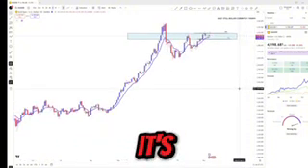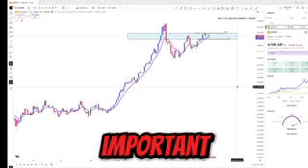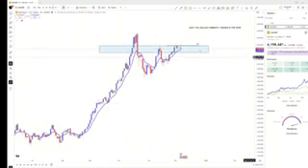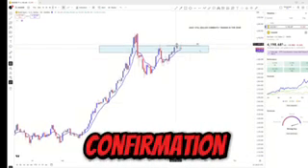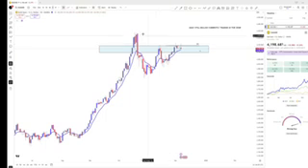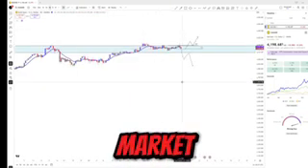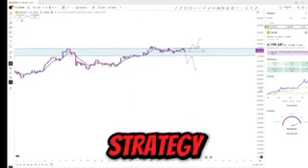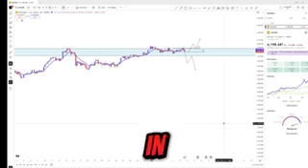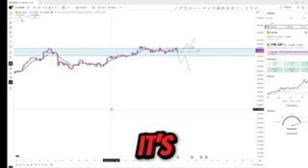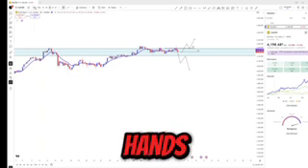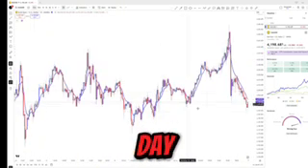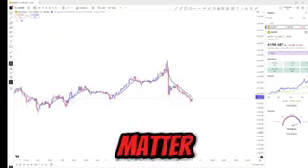This is why it's really important to stay patient and wait for confirmation. I always say, if the market doesn't show your strategy, don't jump in. Sit on your hands. It's better to stay sitting on your hands because at the end of the day, that's a winning trade no matter what.